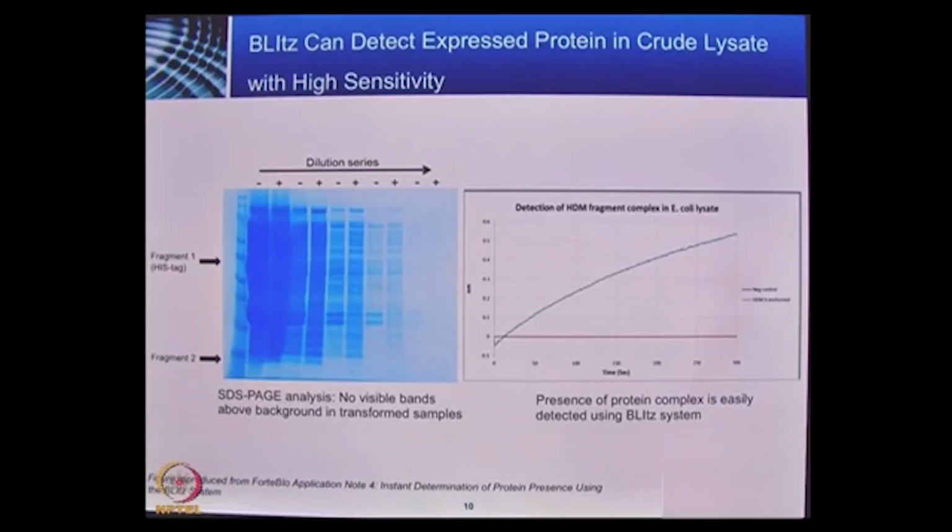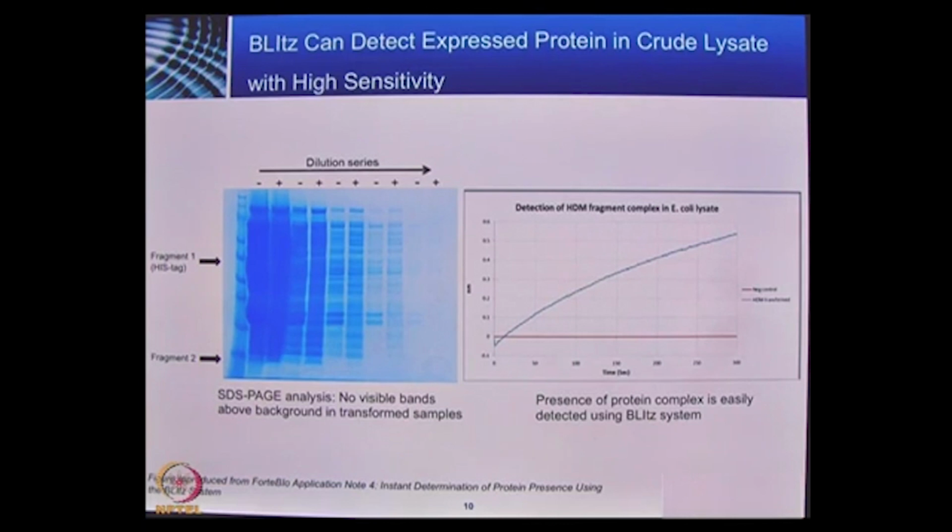Here is one of the examples which shows how we can use BLI technology to detect protein in a crude cell lysate. In this particular experiment, we analyzed the samples with a system called BLITZ. The BLITZ is a single channel system developed using BLI technology.